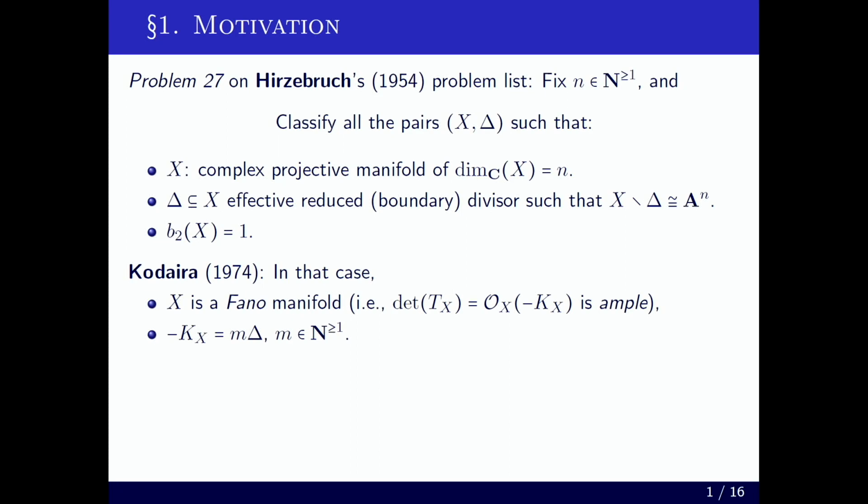Using the language of cones of divisors, you can easily prove that in this case X has to be a Fano manifold. But at that time, even without this technology, Kodaira also realized that. So X, in this case, is Fano. And moreover, the anticanonical divisor has to be a multiple of this boundary, okay? A very simple and nice example is the projective space: you take a hyperplane, you remove it, and you get the affine space, right?